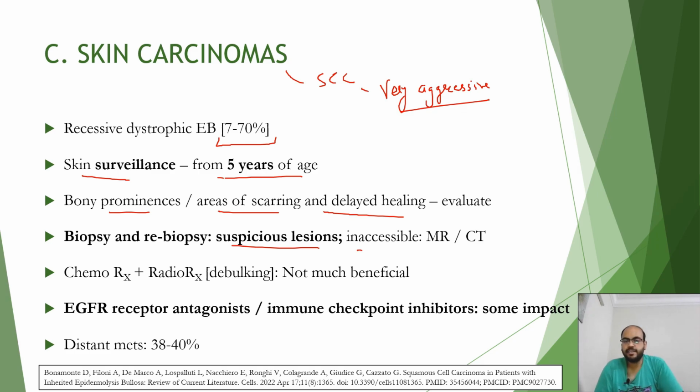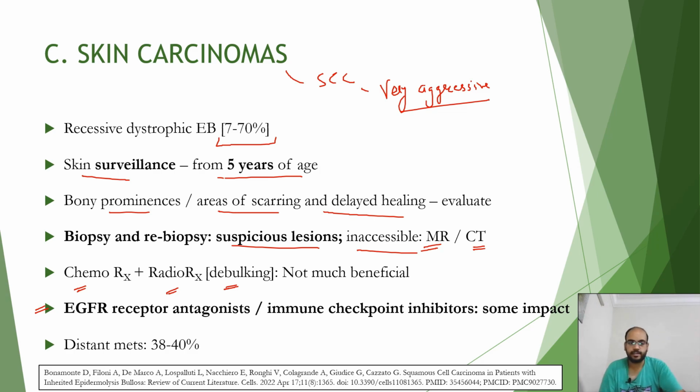If the lesions are inaccessible or large, or at a site which is not suitable for biopsy, consider magnetic resonance, MR or CT. Chemotherapy and radiotherapy can be used, especially for debulking, but they're found not to be much beneficial. Surgical treatment like wide local excision, even amputation has been recommended. Okay. EGFR receptor antagonists or immune checkpoint inhibitors have shown some impact, but the research is going on.